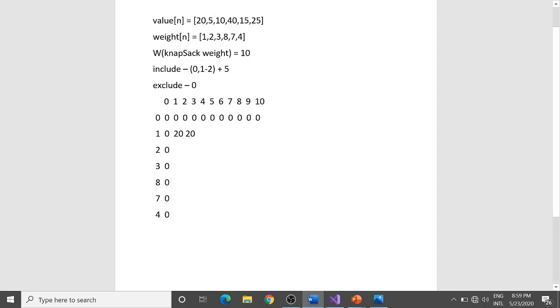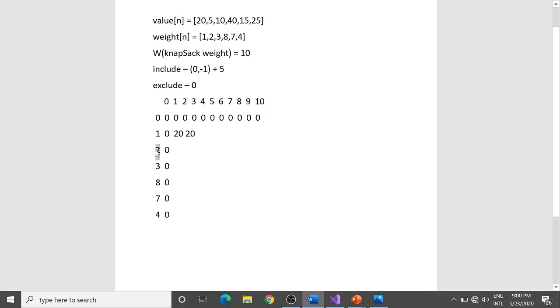Now, can you ever find this cell in the matrix? 1 minus 2 is minus 1, so 0 comma minus 1. Can you ever find it? No, you cannot find it. So what would the value of this cell be dependent on? The value of this cell would only be dependent on the value when I exclude this element, because I cannot include this element. If I include this element, then my knapsack is overweight.